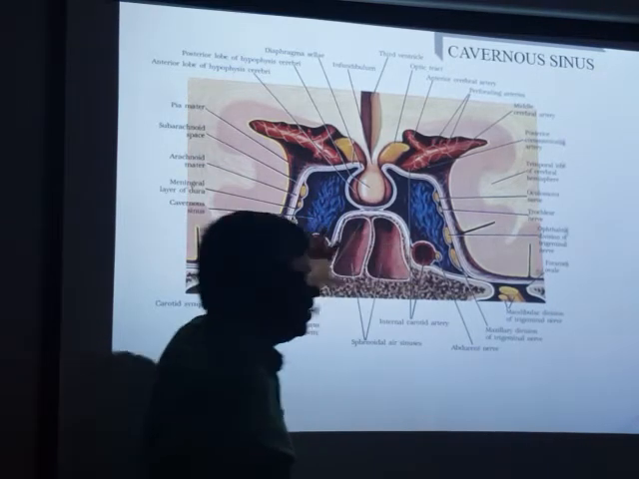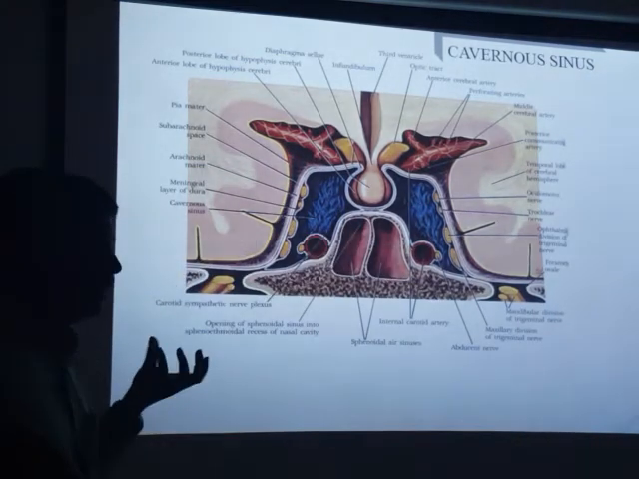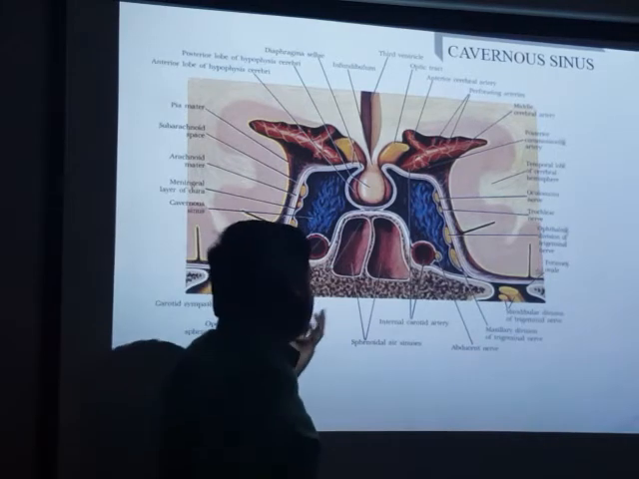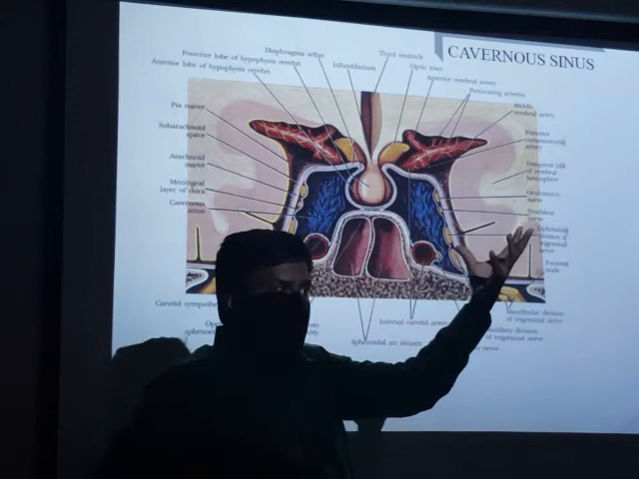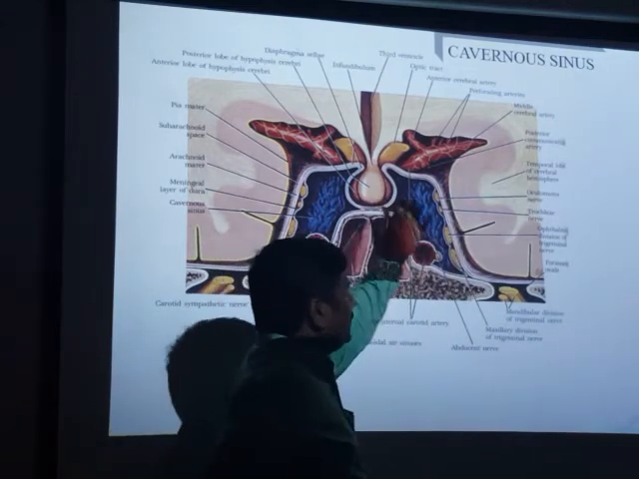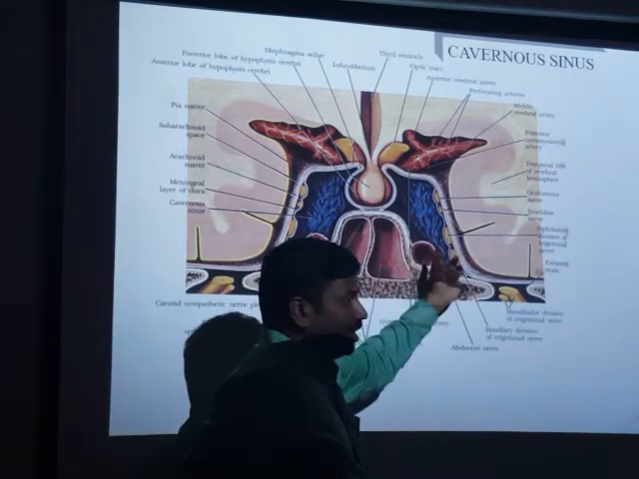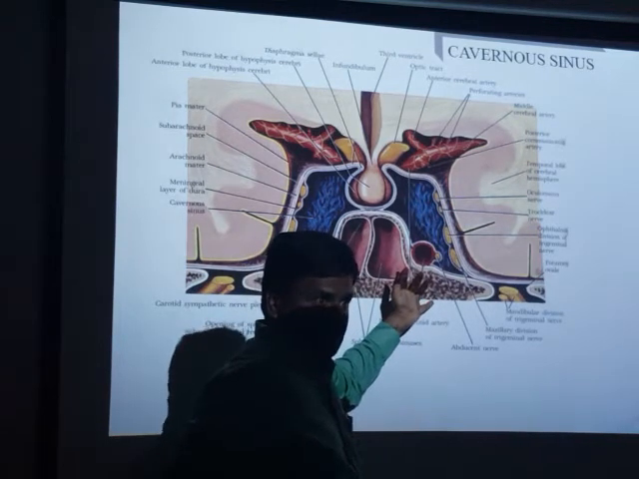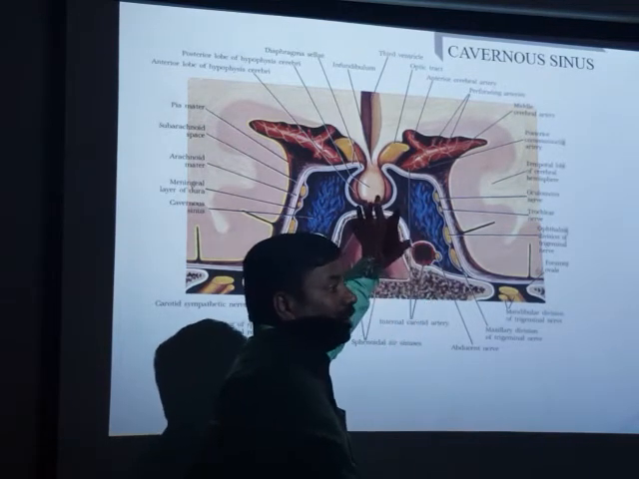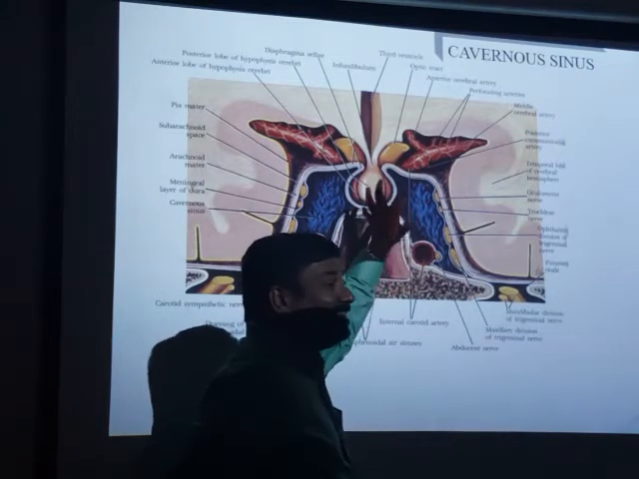Why is studying the relations important? Surgically it is very important, because something may happen to the pituitary gland. There may be some tumor of the pituitary gland. So what will happen? It may press upon this sinus, it may press upon these nerves and these vessels, giving rise to different symptoms and signs. Am I clear? That's why knowing the relations becomes important clinically.